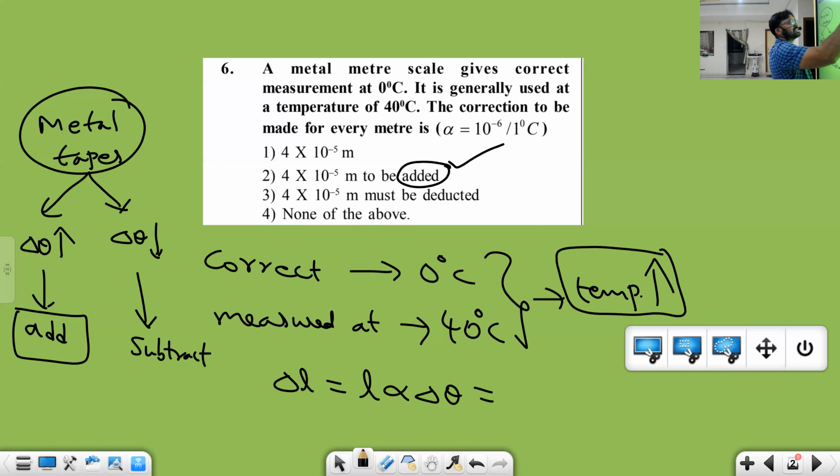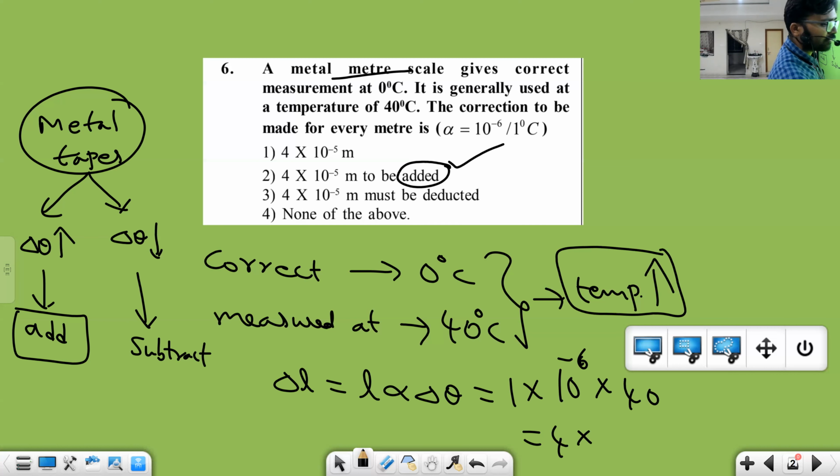Here, for the metal meter scale, the length is 1 meter. The alpha value is 10 power minus 6, and delta theta is 40. So the answer is 4 into 10 power minus 5. So my second option is correct. Is it clear?